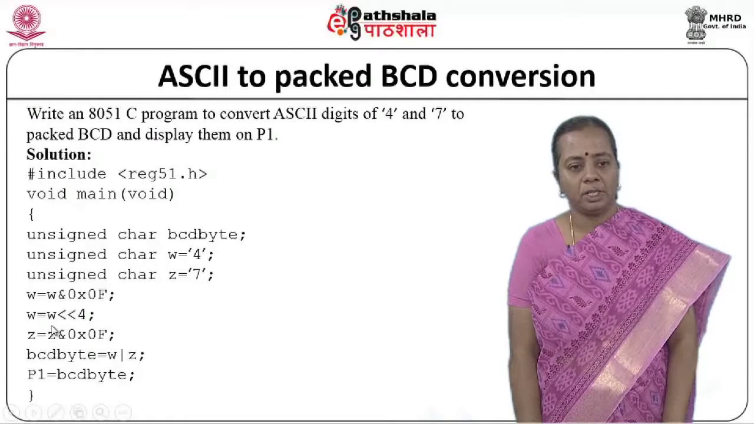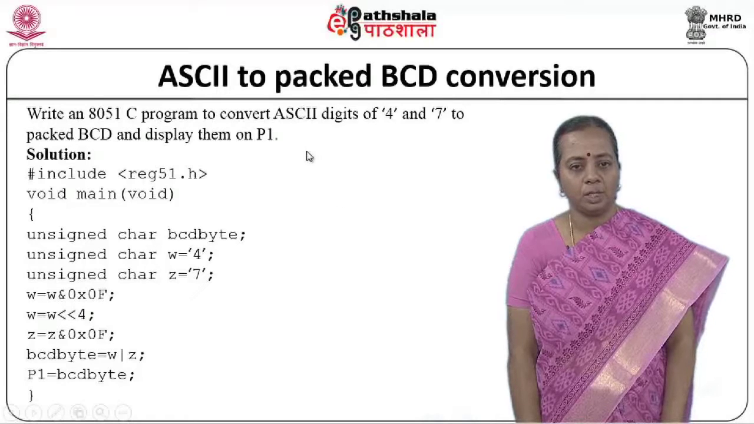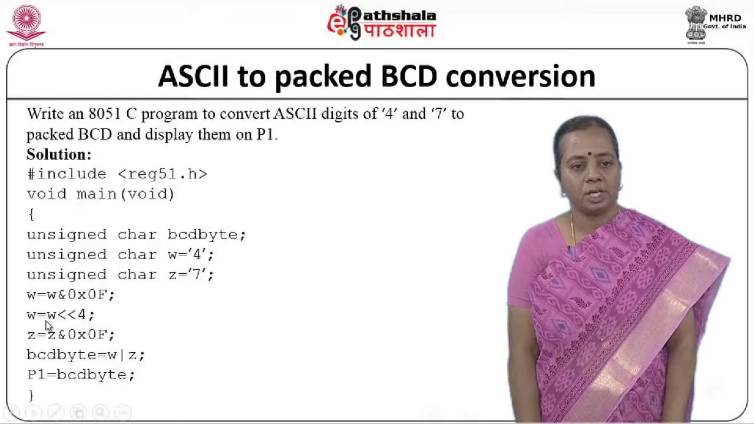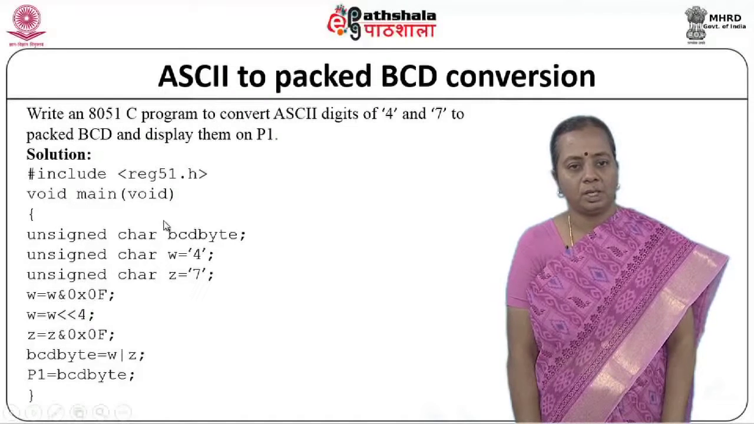So that it goes to the front position, that means in 47 the 4 should come first. So I will be pushing it off towards the left side, so that the first BCD value will be 4. Next we have to combine the 7 over there. Because of that, your 7 is ANDed with 0F, so that we will be getting a value of 7 over there.